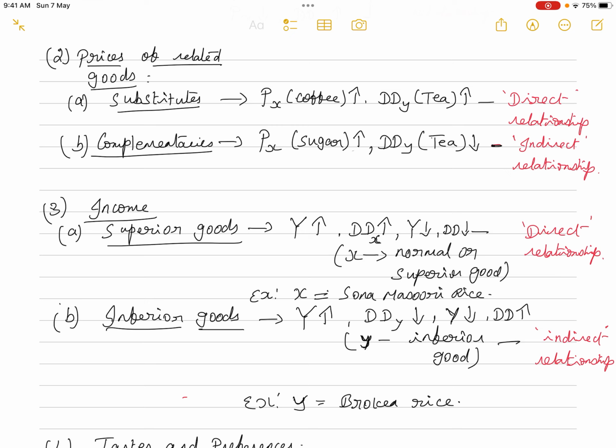Okay, so if the income of the consumer increases, the demand for X, assuming X is a normal or superior good, will also increase. If the income decreases, the demand for normal or superior good will also decrease. So there is a direct relationship. On the other hand, for inferior good, if the income of the consumer increases, the demand for inferior good Y will decrease. If the income of the consumer decreases, the demand for inferior good will increase.